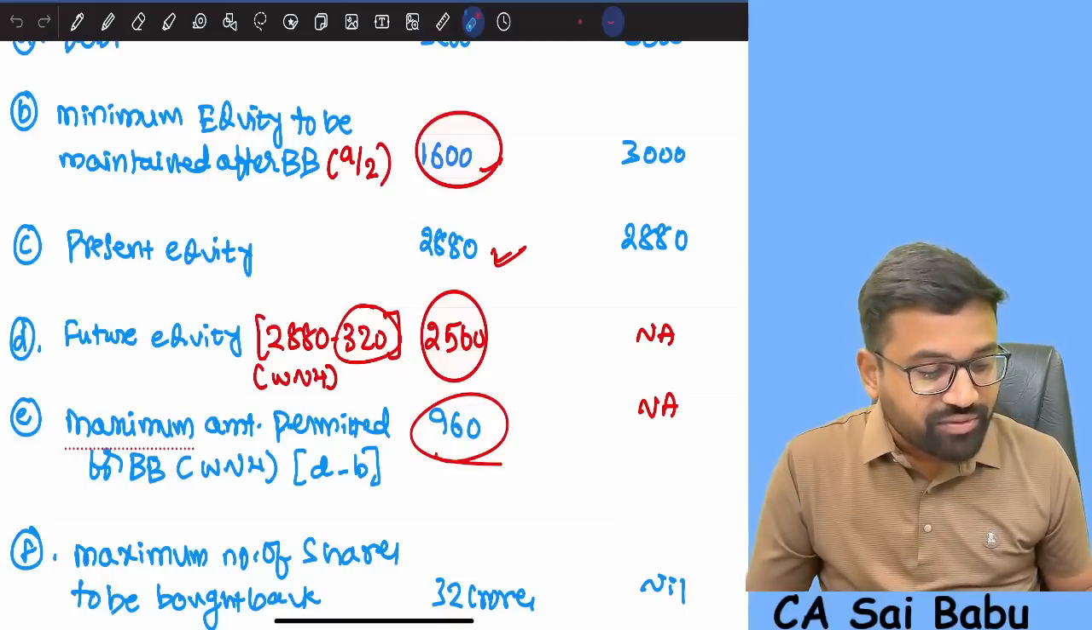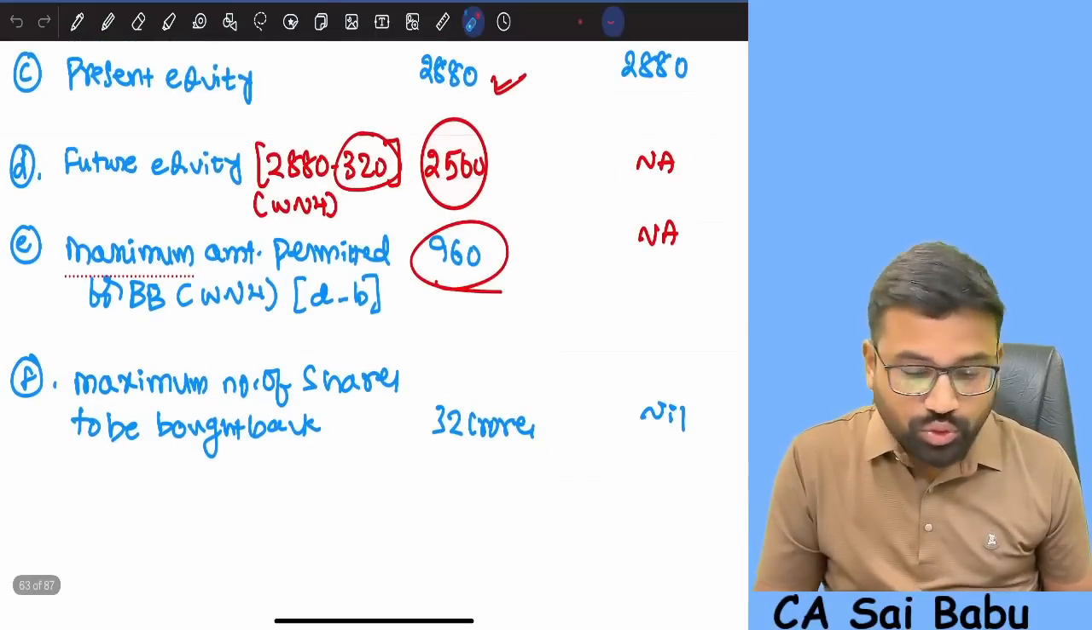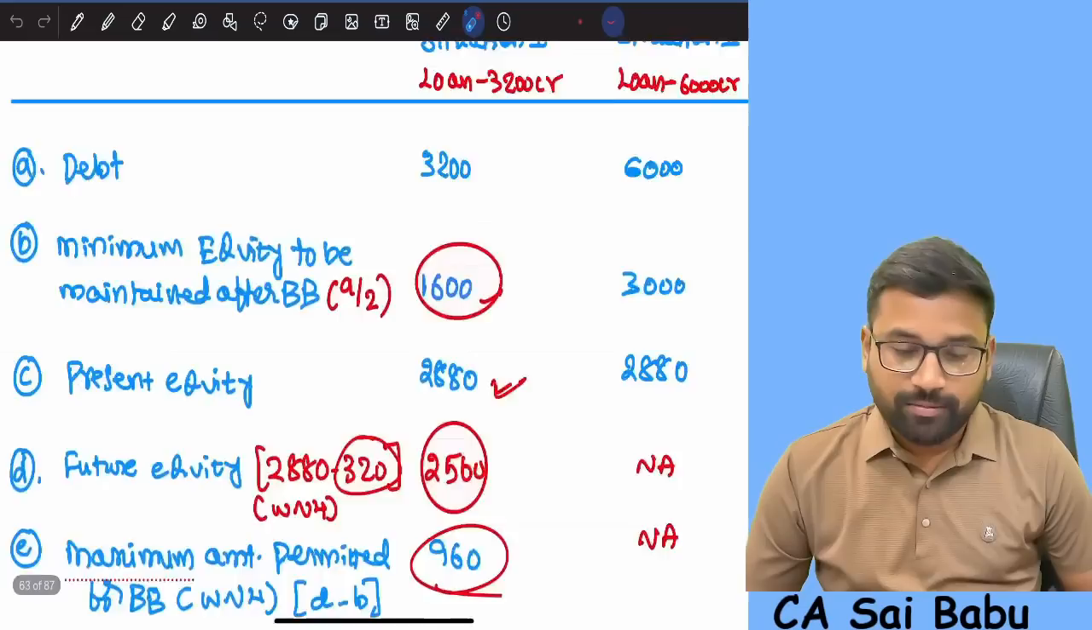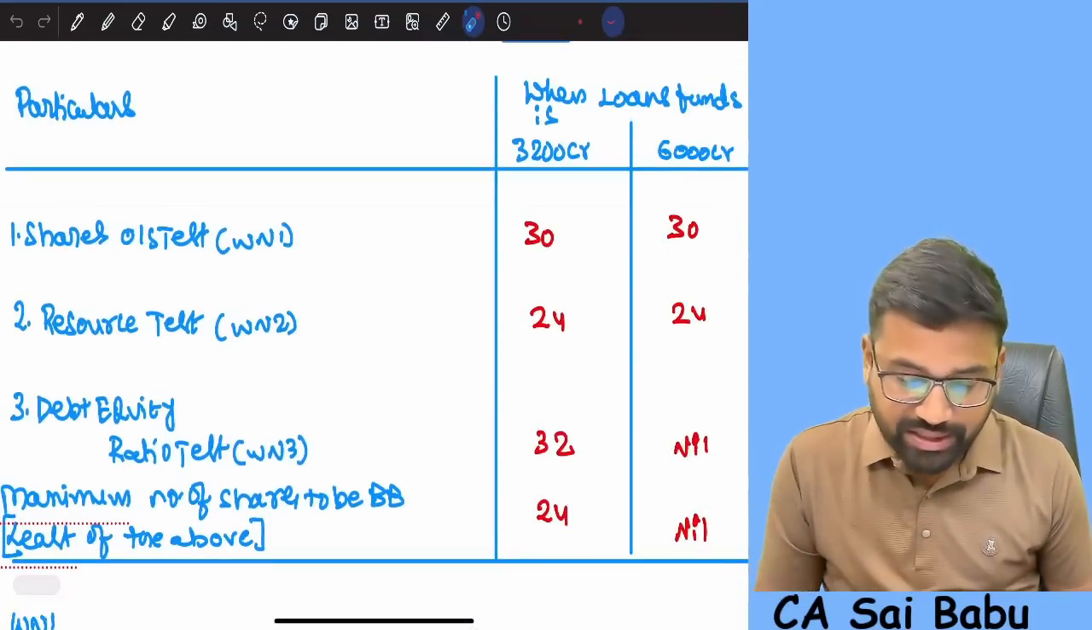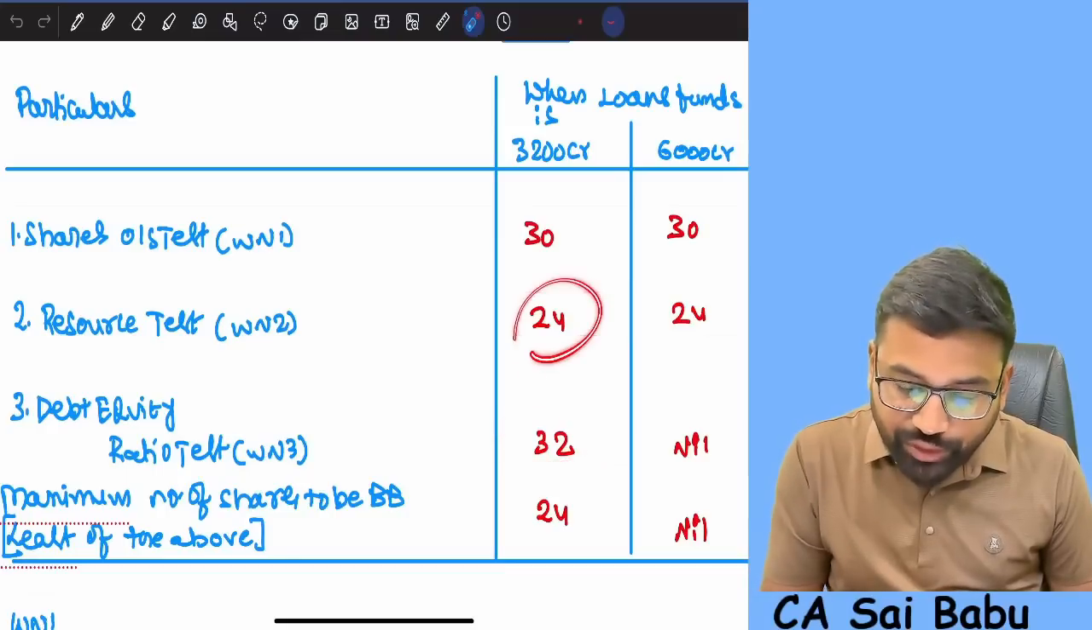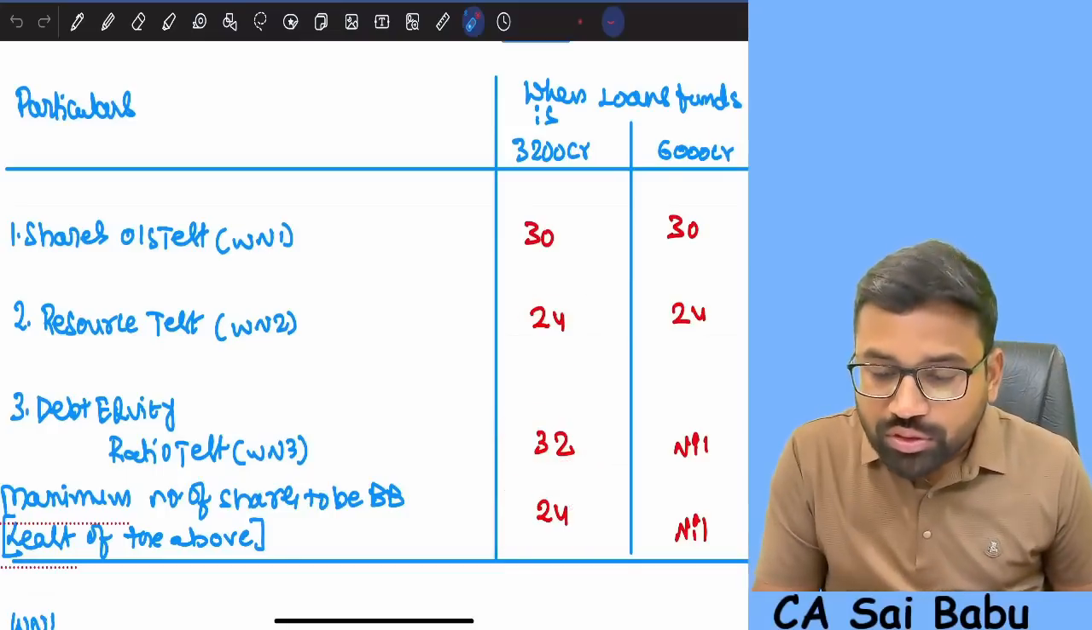So 960 divided by 30, so 32 crore shares I can buy back. So least of the above three is what? 24. Now come to the second situation.